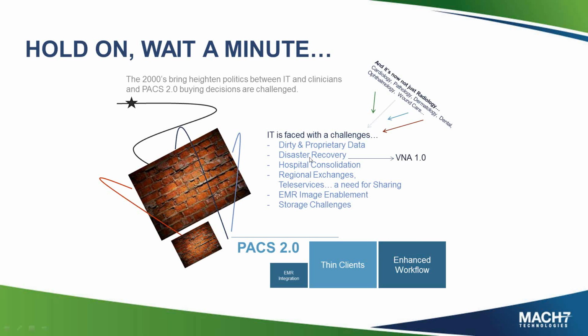We also saw in the 2000s, now everything's digital. We've moved off of film. We don't have to have a film library, but oops, I just lost that rack of servers. Did I have a second copy of those digital images, and how do I recover from a disaster of that sort? Hospital consolidation, we're still seeing a lot of it today.